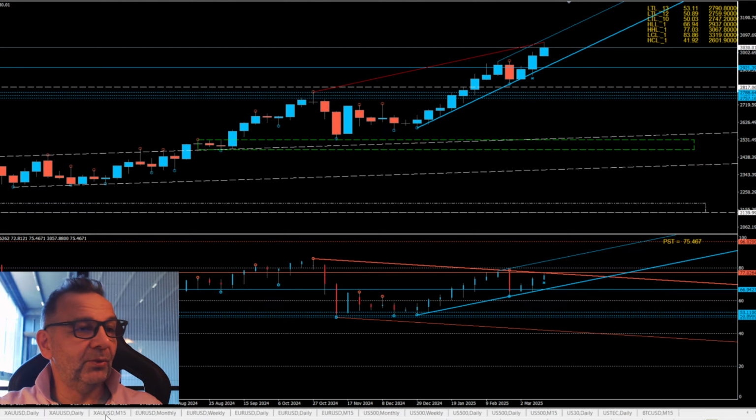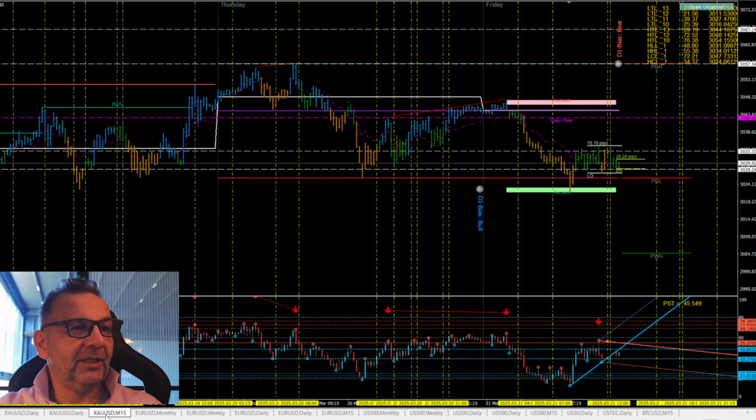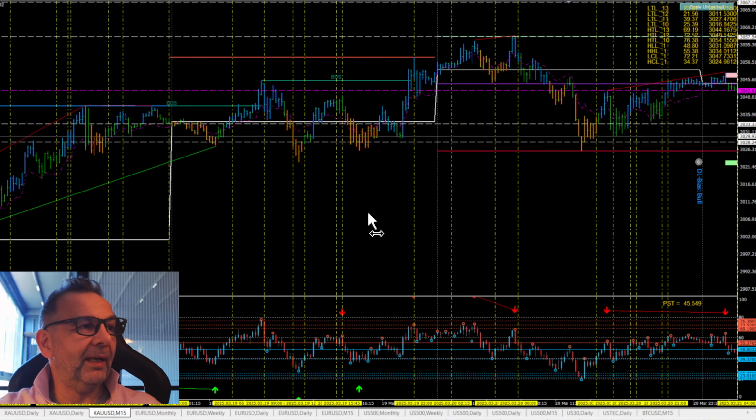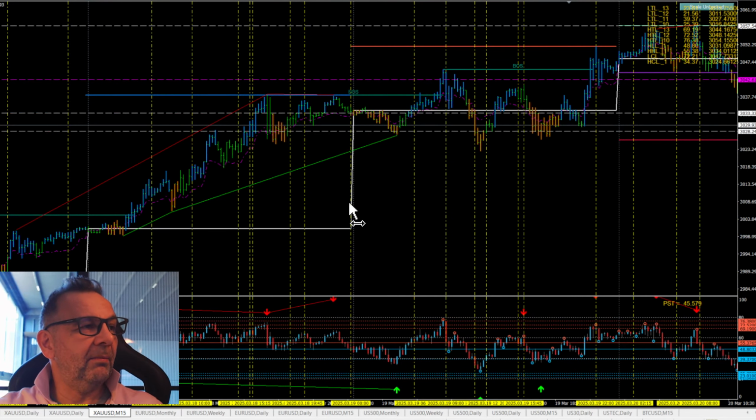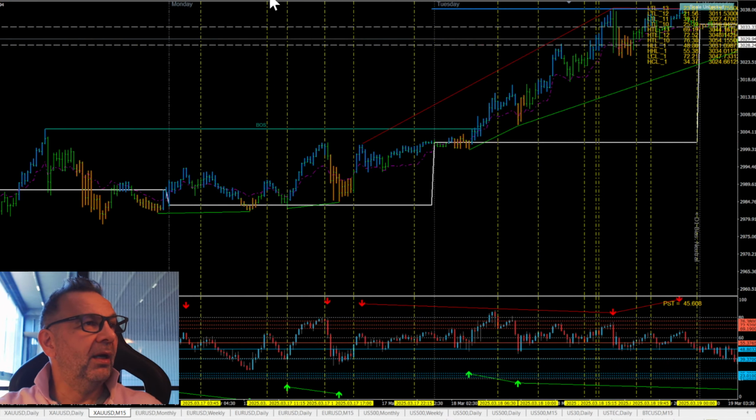That was a swing day as well, which was the low of last week, and then it just kept going up and up and up all day because it matched the swing day, the swing hour, and the PST level. It was just the way to go.